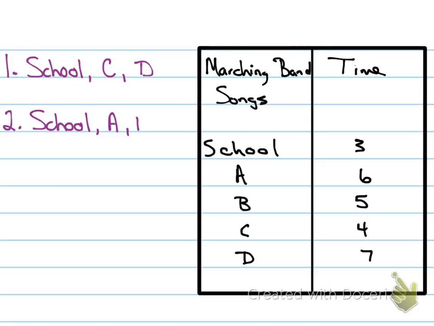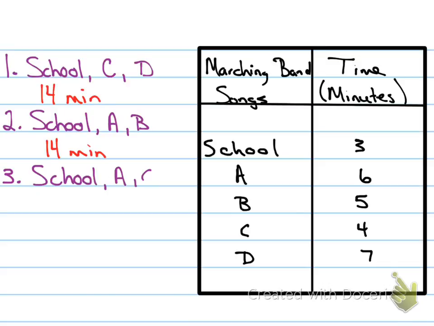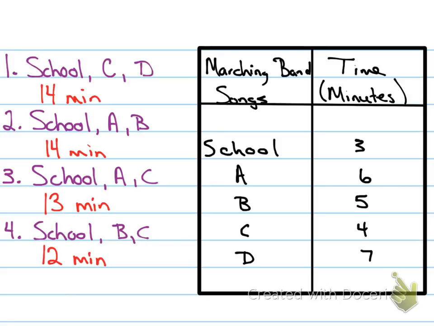Very good. The school song, A and B. That would also be 14 minutes. So again, it barely, but it does match our time limit. There are 2 more combinations. I want you to try to find them. Mackenzie, what was another combination? Okay, very good. School, A and C. And what was my last one, Alexis? School, D and B. Do you agree? Nope, it should have been B and C. B and D could not be because that would make it 15 minutes total. So it should have been A and C and B and C.